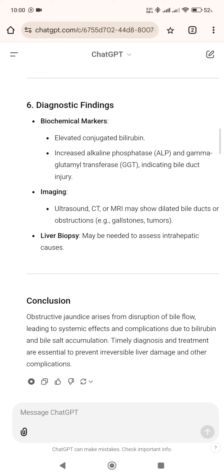Conclusion. Obstructive jaundice arises from disruption of bile flow, leading to systemic effects and complications due to bilirubin and bile salt accumulation. Timely diagnosis and treatment are essential to prevent irreversible liver damage and other complications.